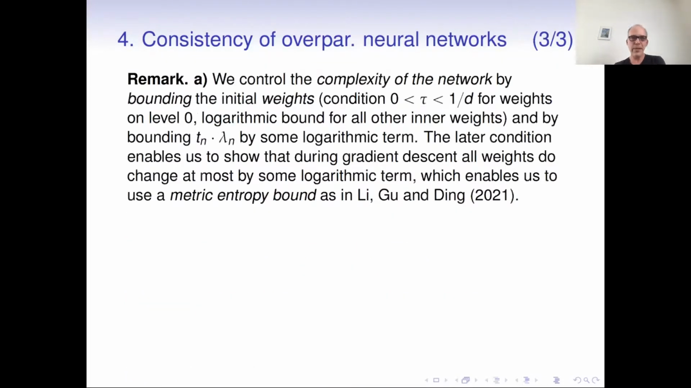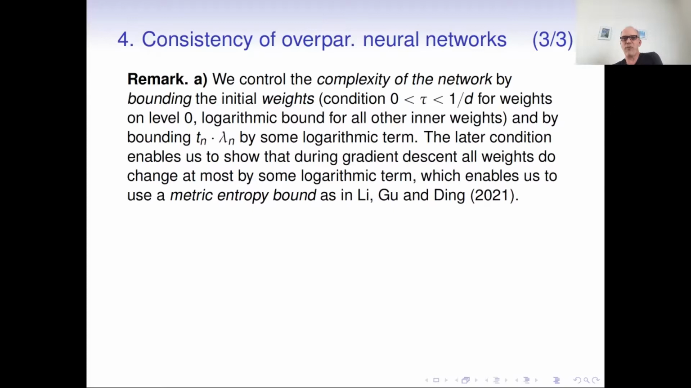The first remark is I control the complexity of the network by bounding the initial weights. That's this condition 0 less than tau less than 1 over d for the weights on level 0, and by logarithmic bounds for all inner weights, and by bounding Tn times lambda n by some logarithmic term. This last condition enables me to show that during the gradient descent, all weights change at most by some logarithmic term. So the weight at time Tn minus the weight at time 0, the absolute value, is bounded by some constant times basically square root of Tn times lambda n.